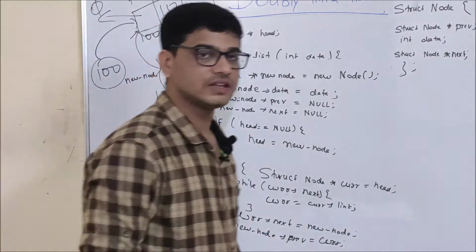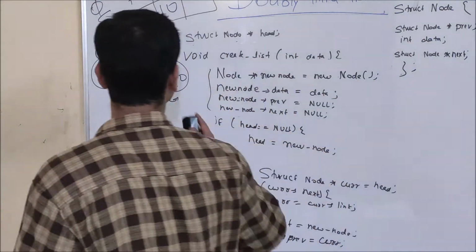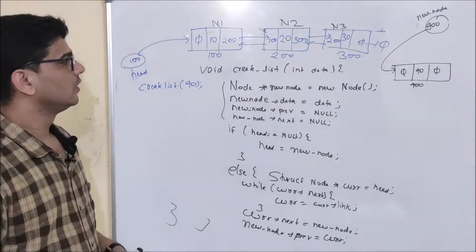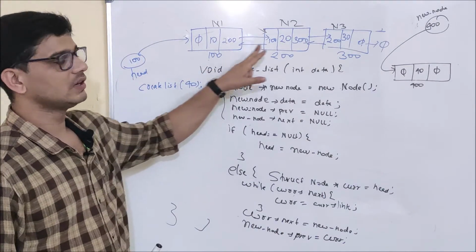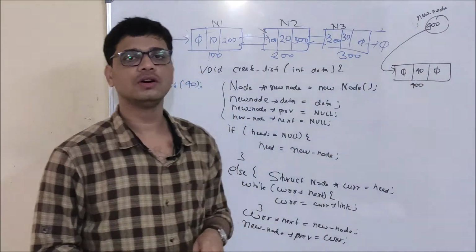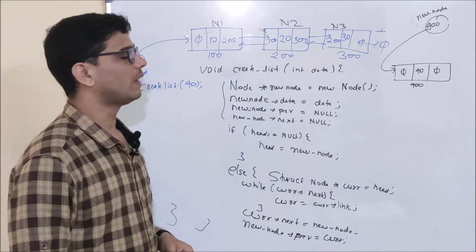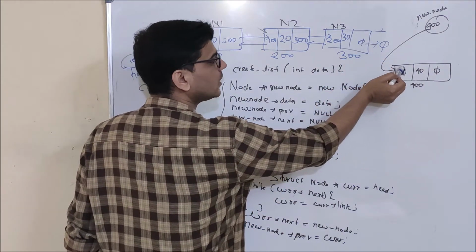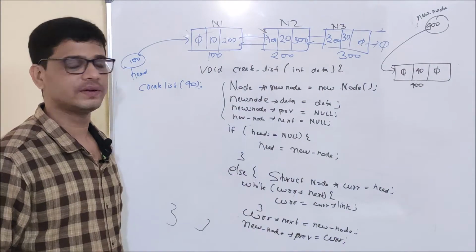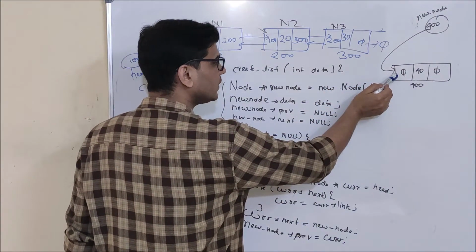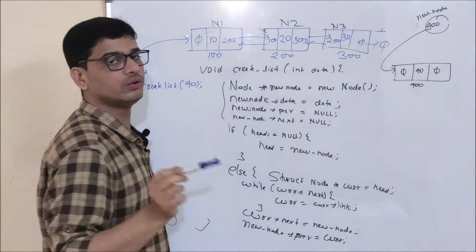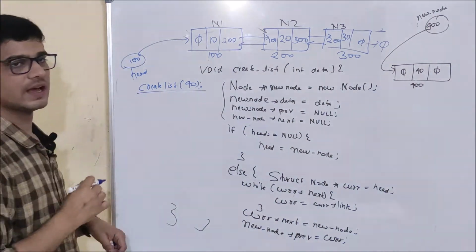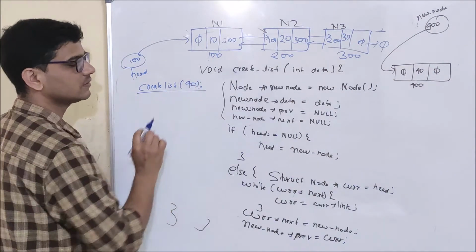Now let's understand the same thing through an example of this particular code. Suppose this is our linked list and we want to insert a node having data field 40. So what should happen after insertion? Node 3's next part will point to the newly created node, and the newly created node's previous pointer should point to node 3. Now suppose the user has given a call to create list, and here it has passed 40.